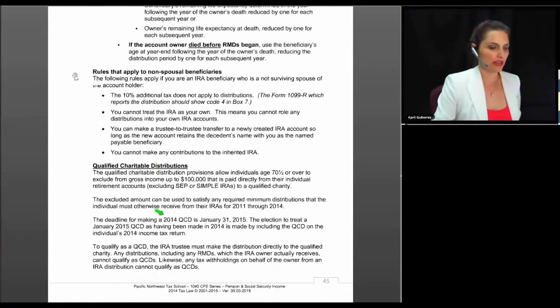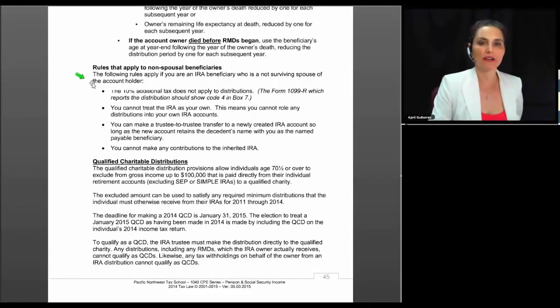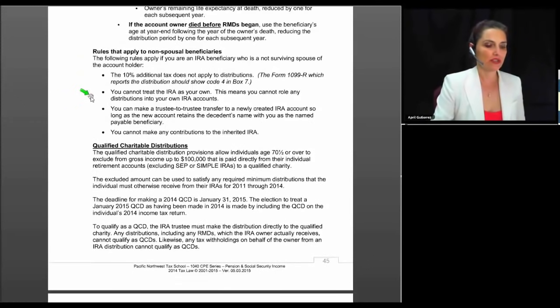And other rules that apply to non-spousal beneficiaries. The following rules apply if you are an IRA beneficiary who is not the surviving spouse of the account holder. Firstly, the 10% additional tax does not apply to distributions. Also, you cannot treat the IRA as your own. This means you cannot roll any distributions into your own IRA accounts.